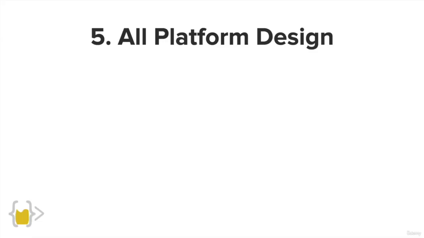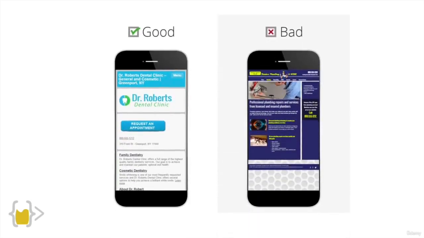Now, in today's day and age, it's really important to think about all platform design. It's not enough anymore to just design a website that's meant to go onto a desktop computer. Instead, you have to think about mobile as well. So having a website that scales nicely onto mobile, what we call mobile responsive, is really important. You don't want a big website that's designed to take up a landscape kind of screen to be crammed into a phone that's actually more like a portrait shape.